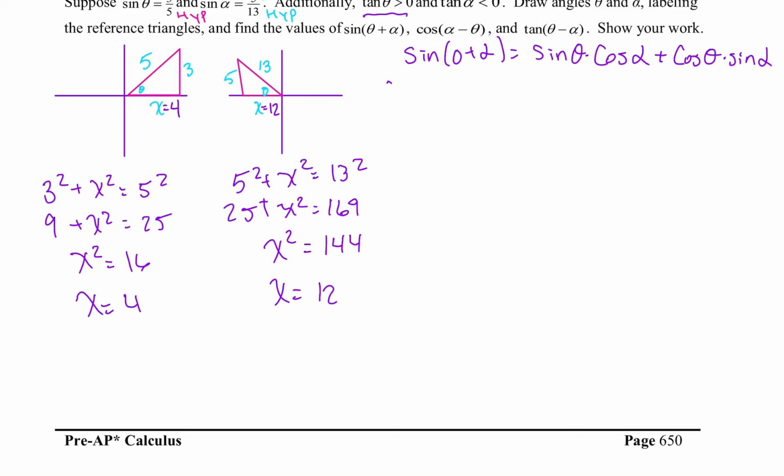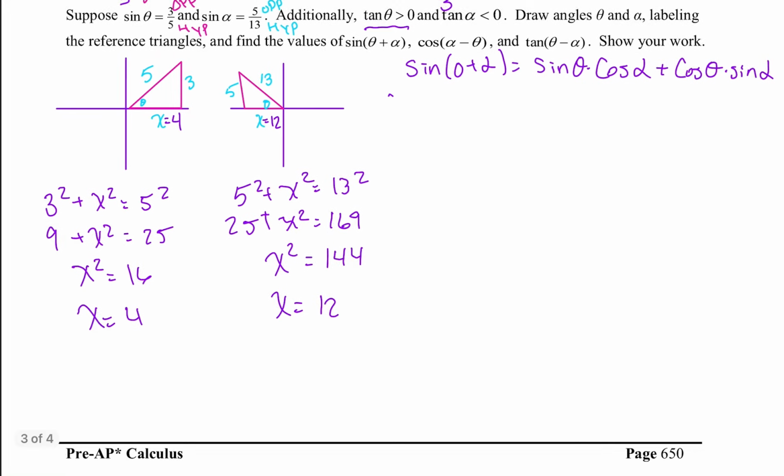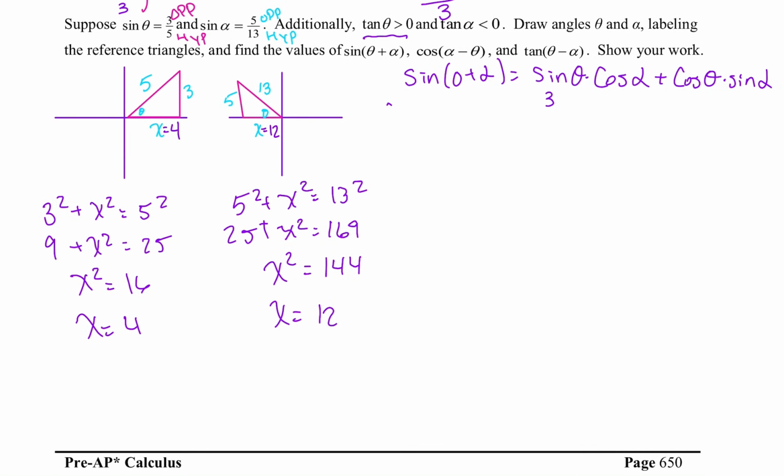So what I know is sine of theta, since sine is opposite over hypotenuse, I already knew it though. They gave it to me in the beginning, it was 3 over 5. So it's going to be 3 over 5. Cosine of alpha is going to be adjacent over hypotenuse. The adjacent in alpha is 12 and the hypotenuse is 13, so it's going to be 12 over 13. Plus, cosine of theta, adjacent over hypotenuse, is going to be 4 over 5. And the sine of alpha, being opposite over hypotenuse, is going to be 5 over 13.